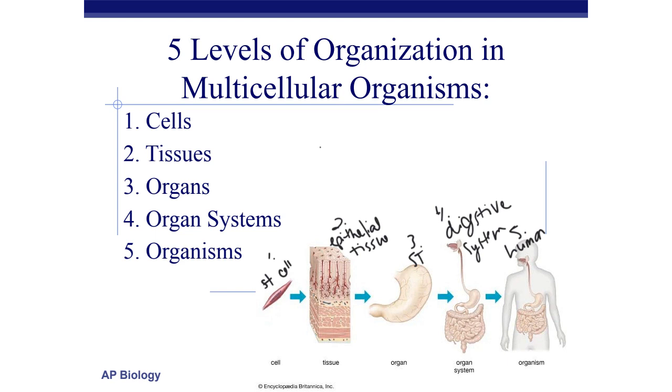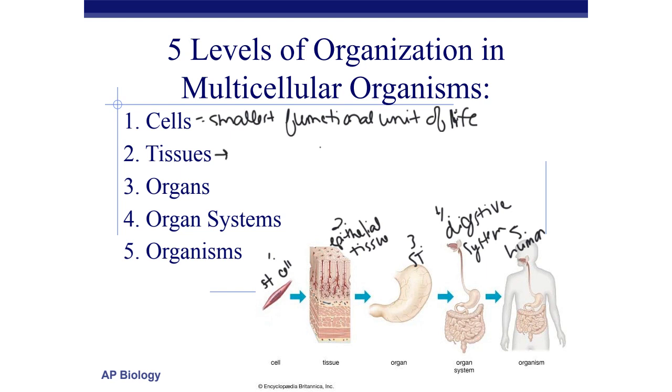So a cell is going to be our smallest functional unit of life, meaning this is the smallest thing that can still be alive. So the parts of a cell, a lysosome, a nucleus, not alive, DNA, not alive. An organism can have just one cell to be alive, but it has to have at least one cell.